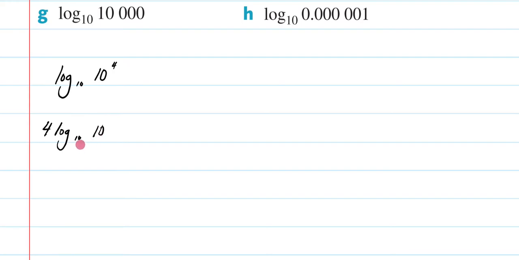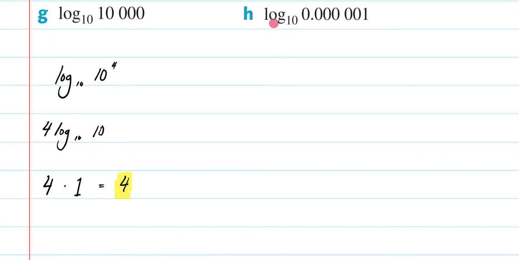Now I know that when my base and argument are the same, it's simply going to be equal to 1. So that means this right here will be 1, and then I'm multiplying that by 4. So my answer is going to be 4. Let me get my highlighter and highlight that.